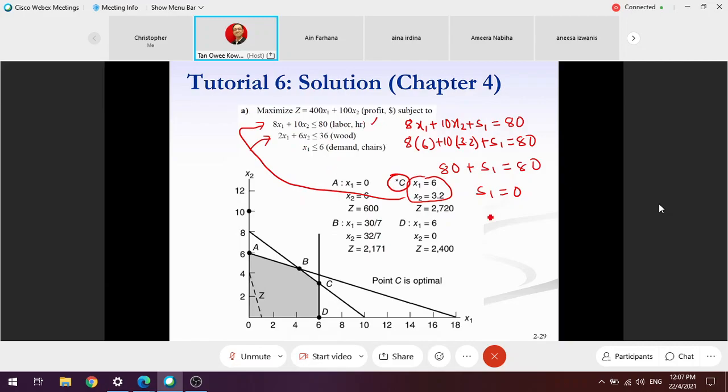Okay, never mind. I do another one. Another one is this. A quick one. Convert to equality. Again, I know this is a slack. For constraint 2, it becomes s2, equal to 36. So I replace the optimum solutions into here.